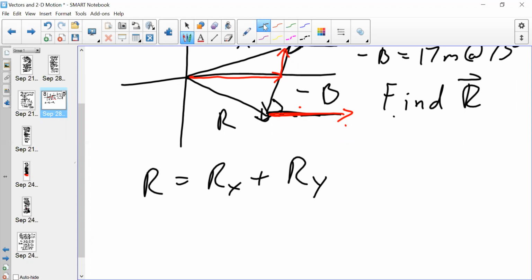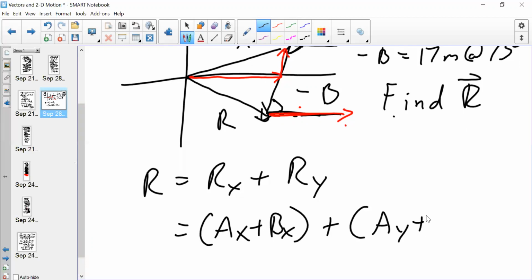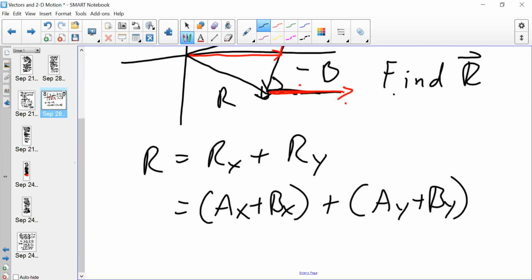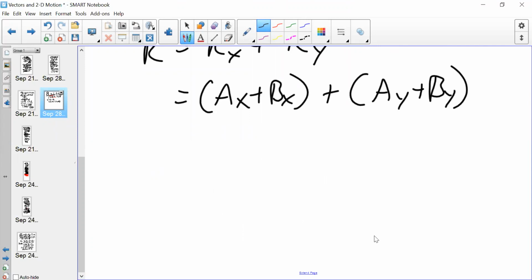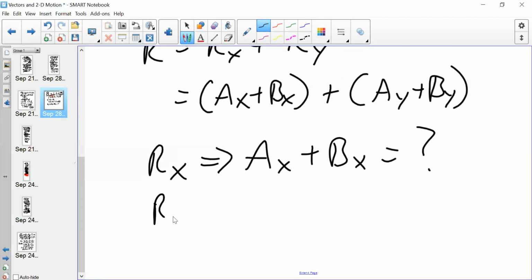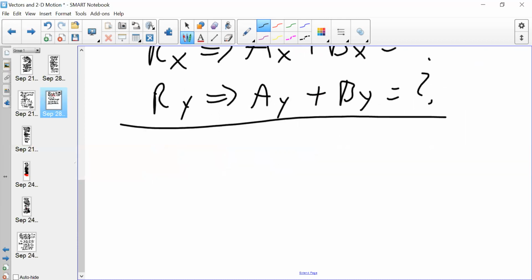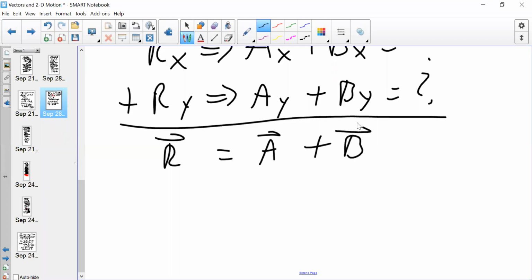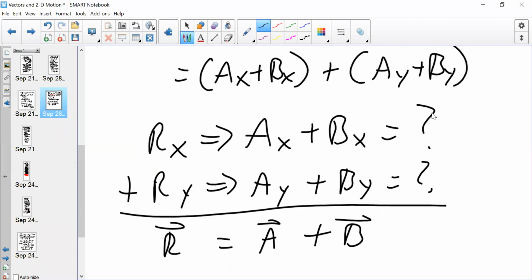So again, Rx is AX and BX, like so. I wrote it up even further last time. So our job is to get that value. And that comes out to be R, which is AX plus AY is A, BX and BY is, well, it's going to be the negative, obviously, sorry. So like that.